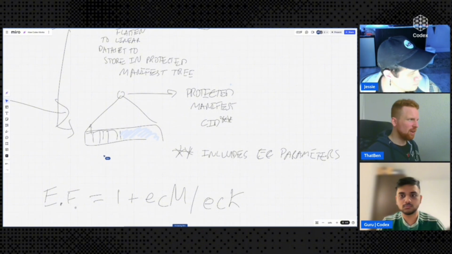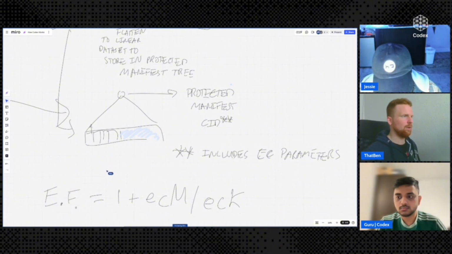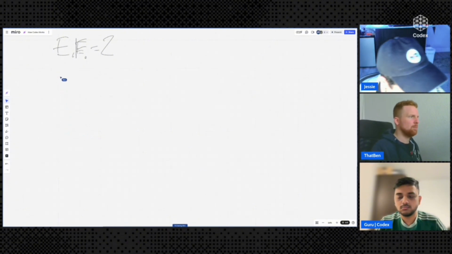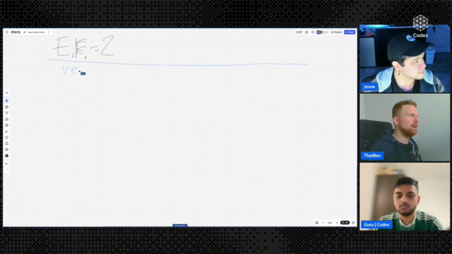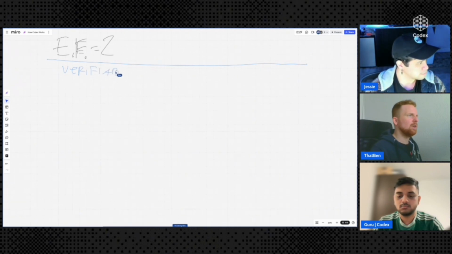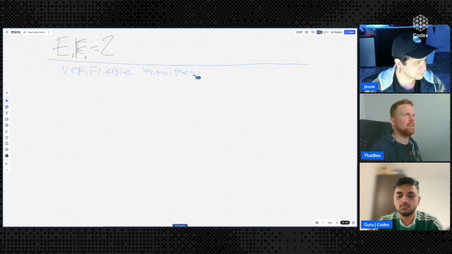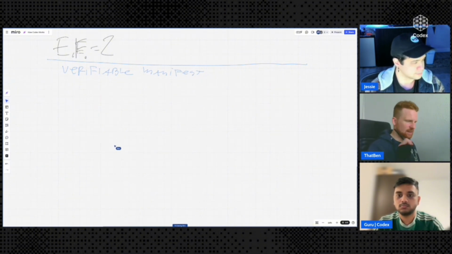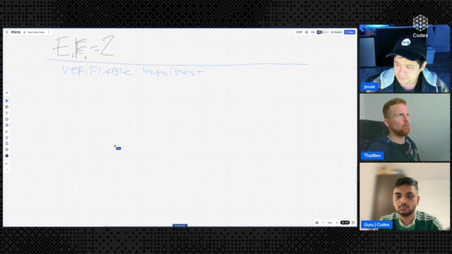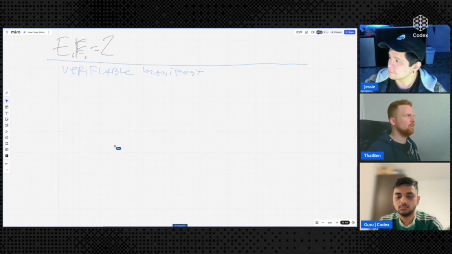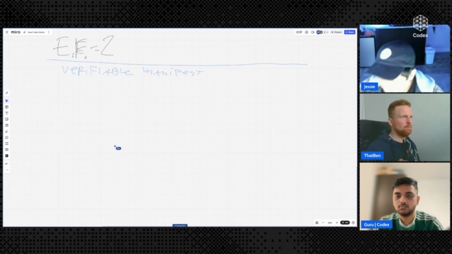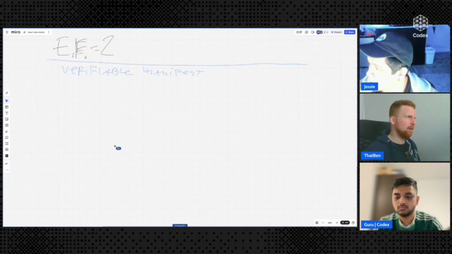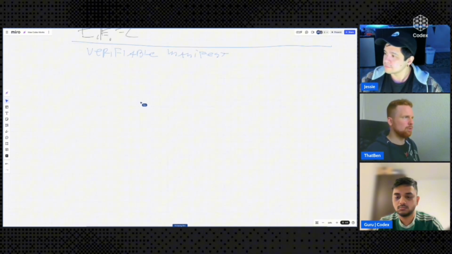I'm going to treat it as just data for now. So I'm going to draw a big line here and talk about how to create the verifiable manifest. The purpose of the verifiable manifest is that it can be used to generate storage proofs. You cannot generate storage proofs with the basic or the protected manifest. You have to turn it into a verifiable manifest. And here's how that works roughly.